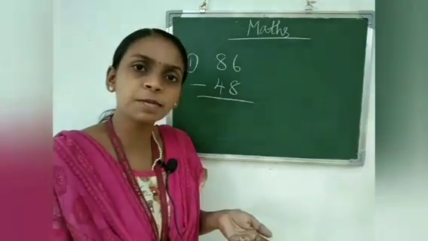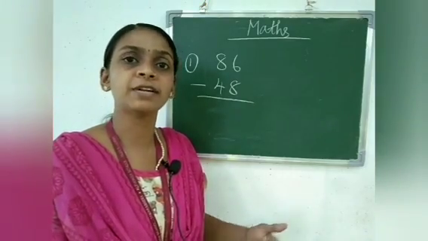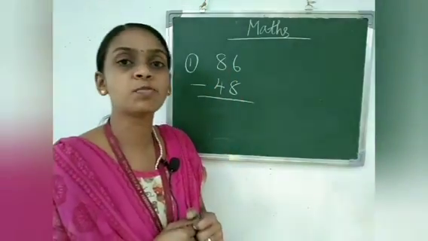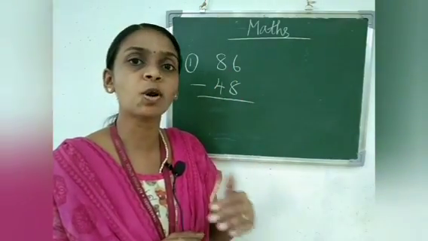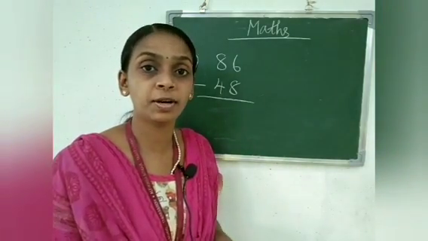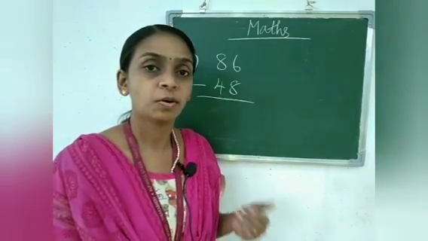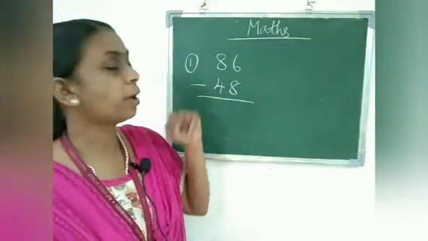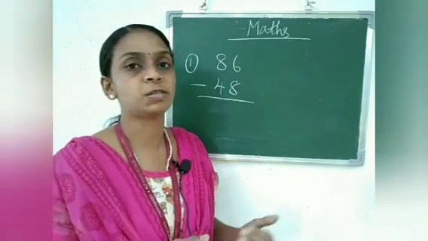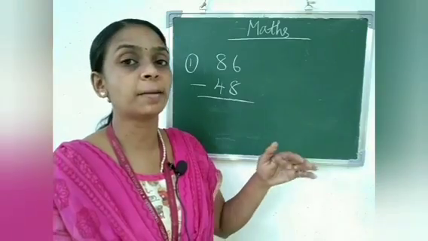Is it possible to subtract 8 from 6? No, it is not possible, because 6 is the smaller number and 8 is the bigger number. So what will we do? We have to borrow 1 from the next place, that is the tens place. 8 is the number in the tens place, so we borrow 1 from 8.